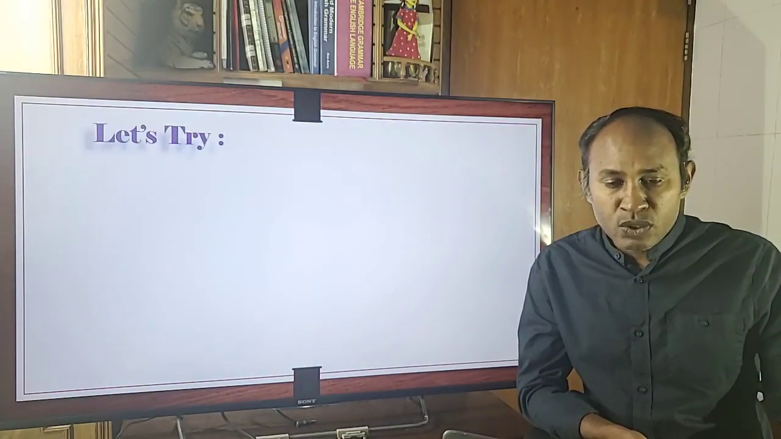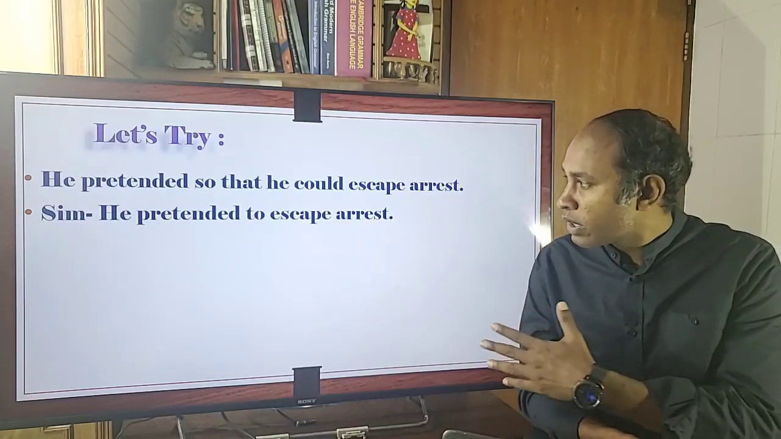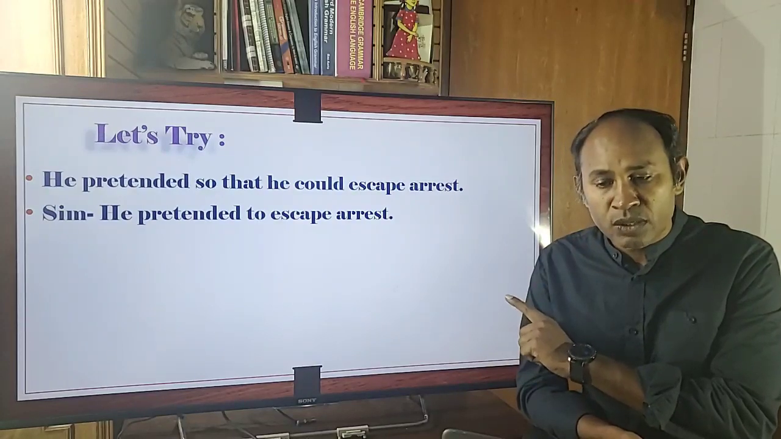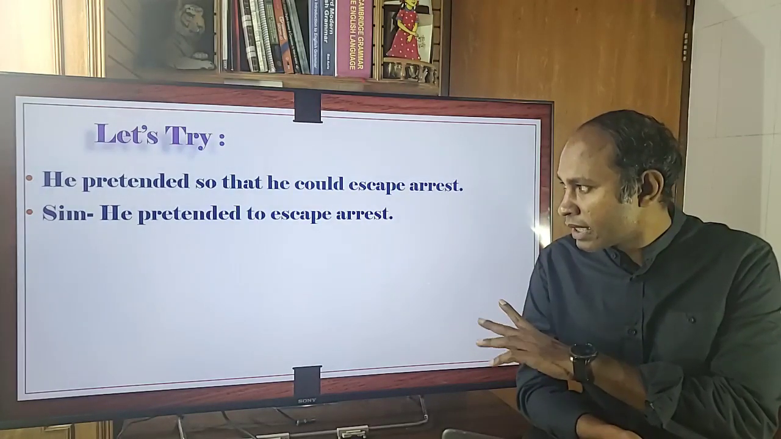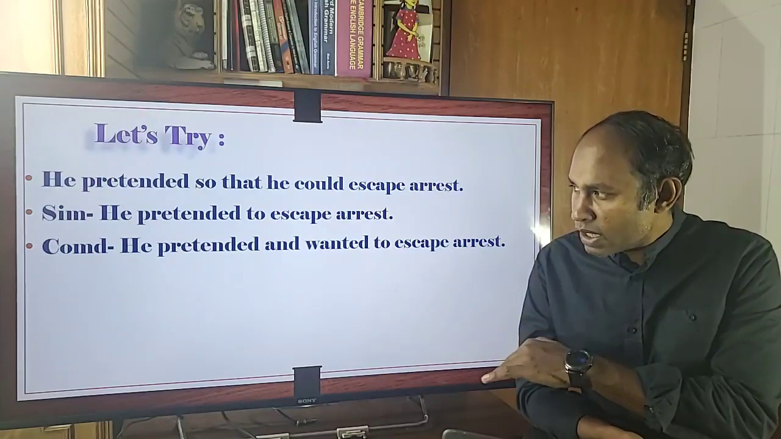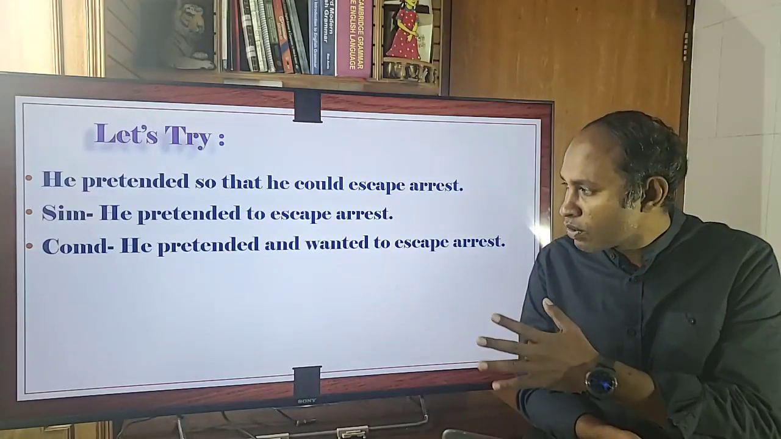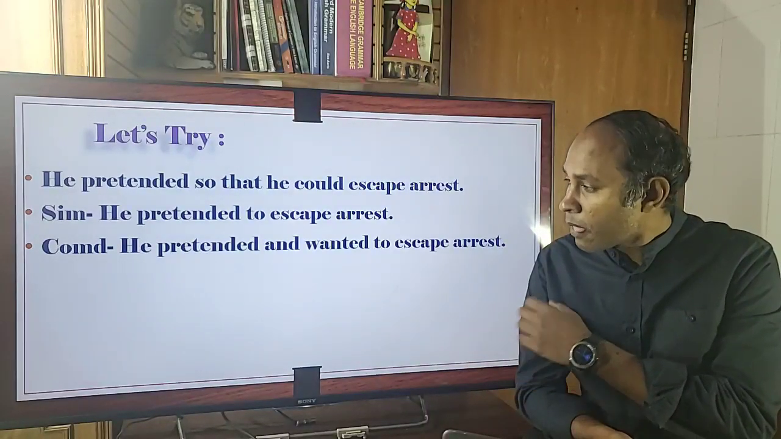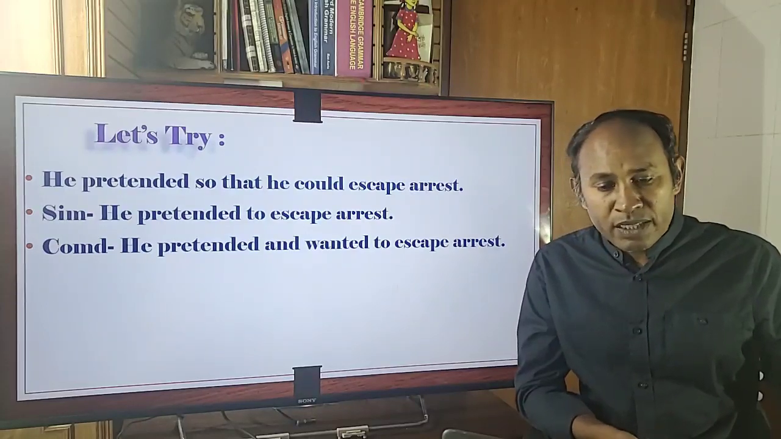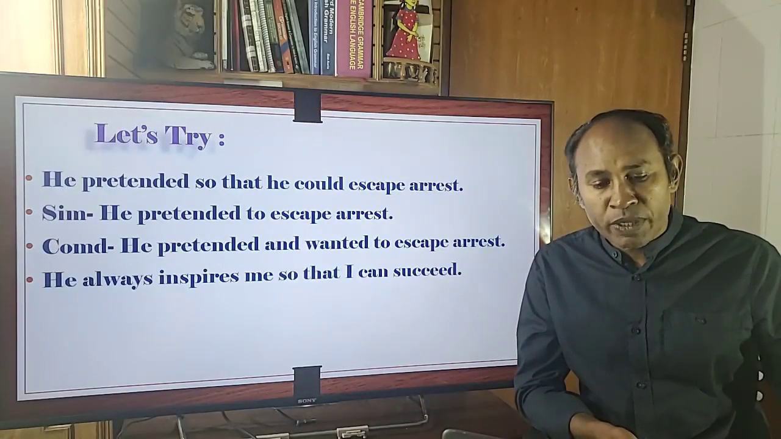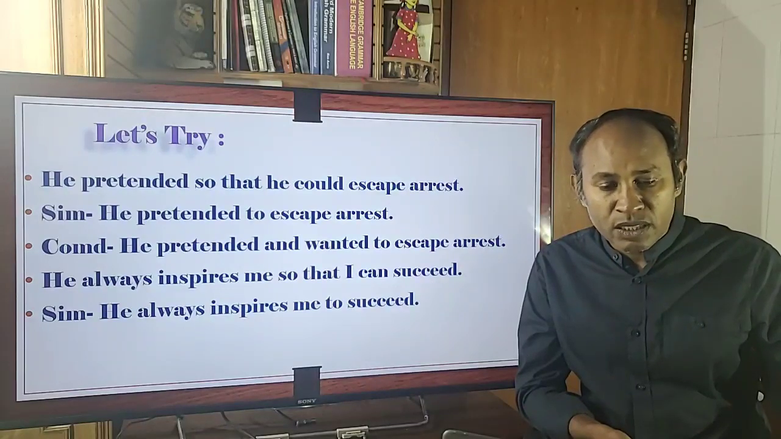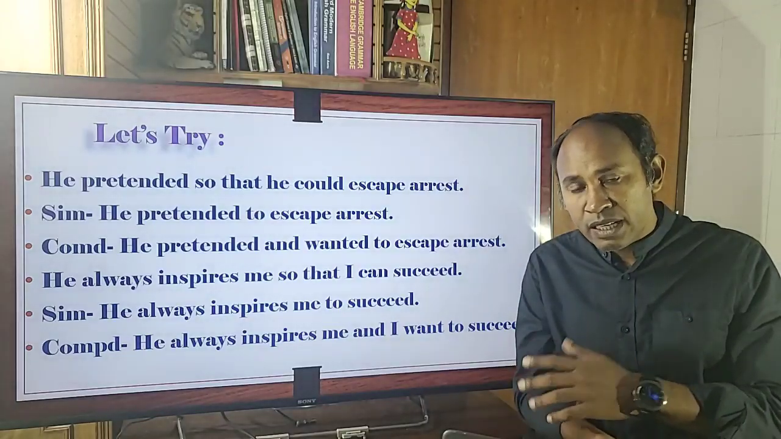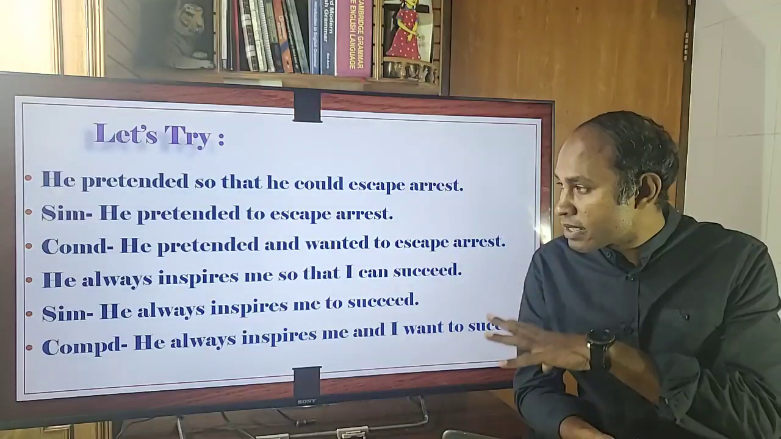So let's see the rest of them. He pretended so that he could escape arrest: he pretended to escape arrest. Here number 2 is placed instead of "so that", right? That's fine, so it's easy. Since this class was probably taught up to this point earlier, that's why I'm just going fast. Okay, so he pretended and wanted to escape arrest, good. And he always inspires me so that I can succeed, and your answer will be he always inspires me to succeed. Okay, and he always inspires me and I want to succeed in life. So these are the answers to the questions.